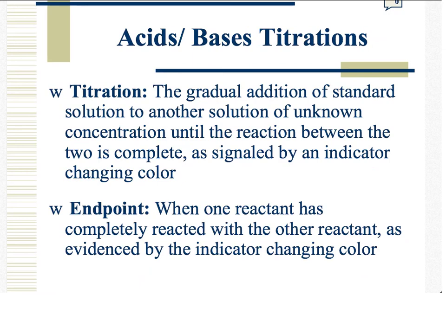What we can do is take an acid and add base to it to the point where it goes from being an acid to a base, because that neutralization point will occur eventually. The end point is when one reactant is completely reacted with the other, indicated by a color change. We're going to talk about the difference between an end point and an equivalence point in class. Yay!